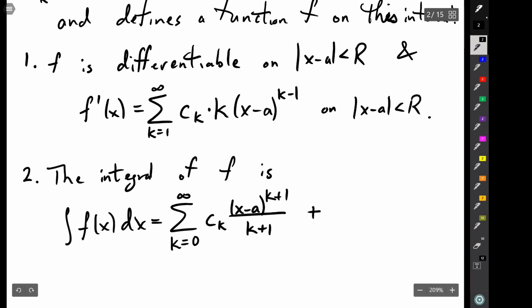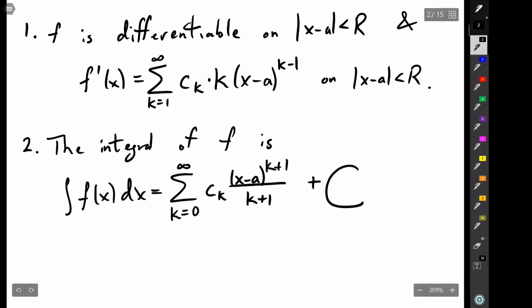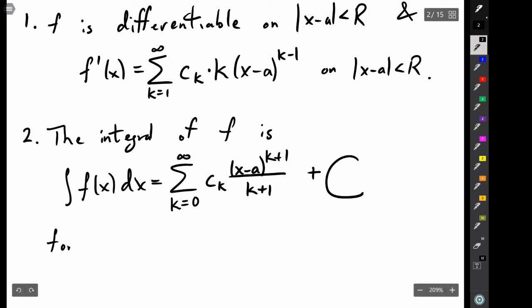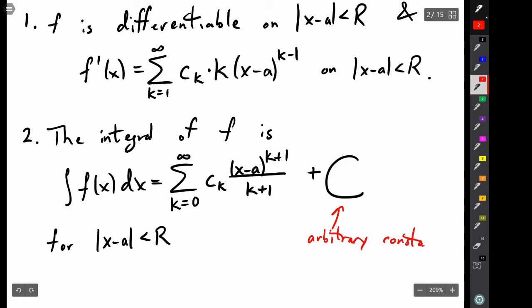But here, we have to add a big, arbitrary constant on the outside. That's excessively big, but again, this will be defined on this interval around a. And the c here is our usual arbitrary constant, like we would usually have when we do an indefinite integral.